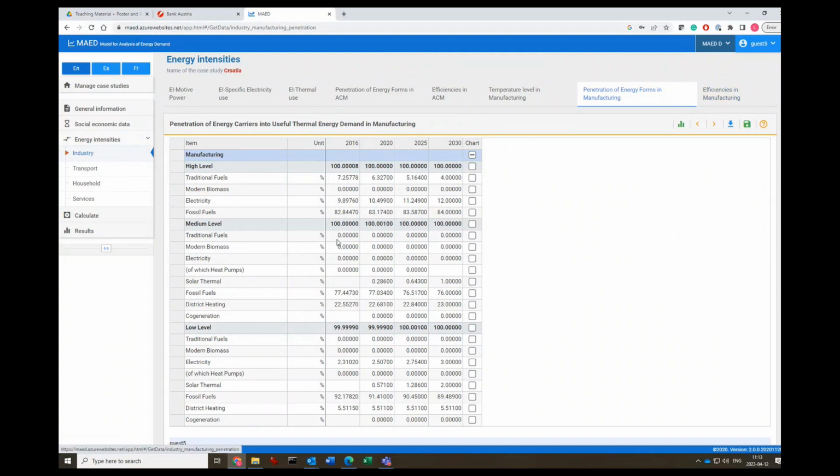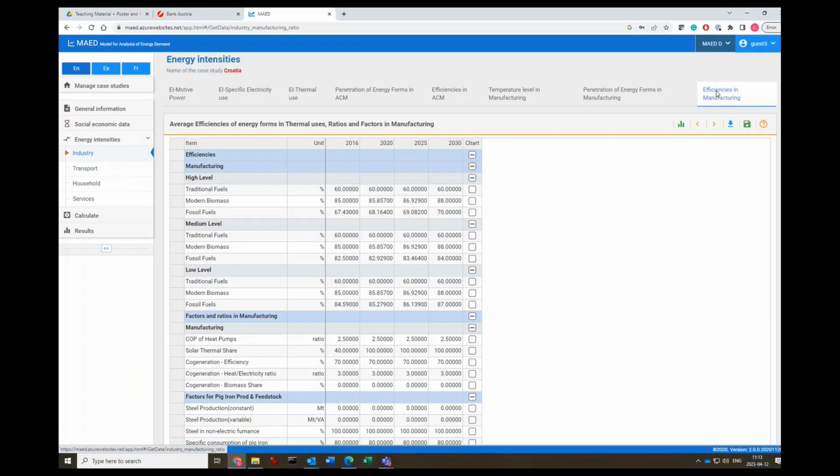Okay, and the last steps, once you have provided the penetration of different energy forms, you will need to provide the efficiencies for these fuels. So for example, for the fossil fuels, as you can see, these efficiencies are changing. For example, in manufacturing, fossil fuels at high level it's 67%, while at low level it's 84%.